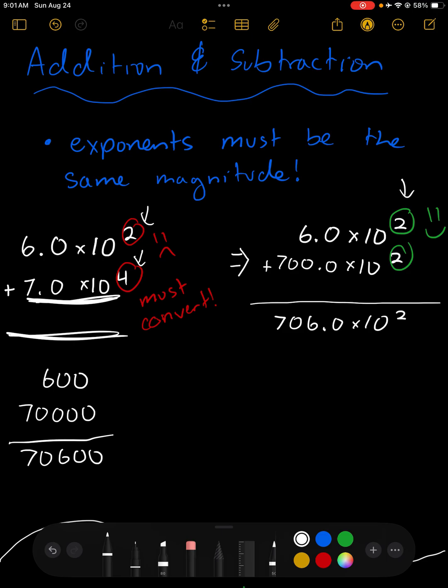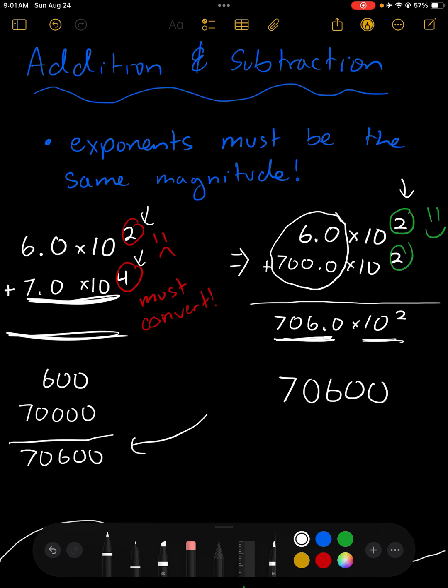But if you convert them to match each other, like over here, so that their place values match, you can actually do this really, really easily. You can add these two numbers, 706, and get 706, and you can just keep the exponent value the same. Because if you write that longhand, you're going to end up getting the same answer as over here. You would get 70600.